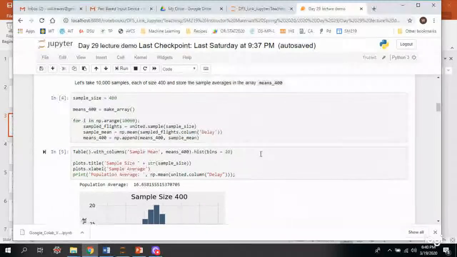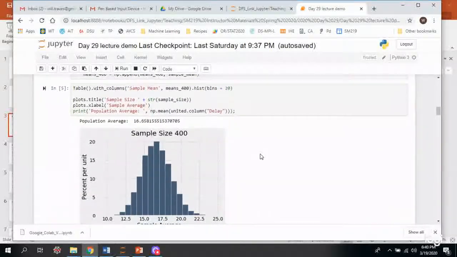Here we'll take 10,000 samples and we'll store them in a list or an array called means400. And so 10,000 times we're taking a sample of size 400 from the United table, and then we're calculating the mean of those 400 flight delays and adding that into our list. Here's what the distribution of sample averages looks like.